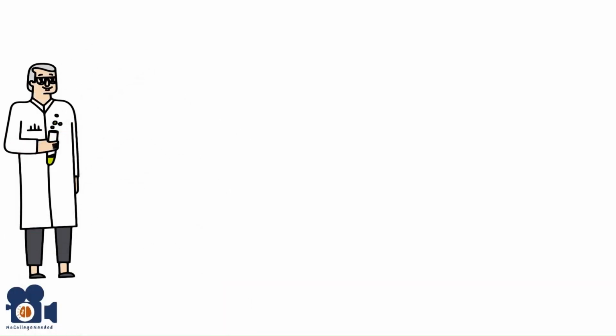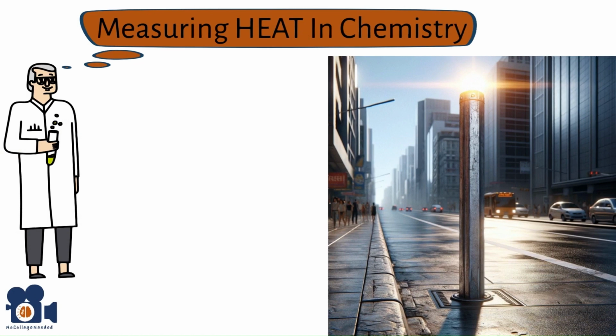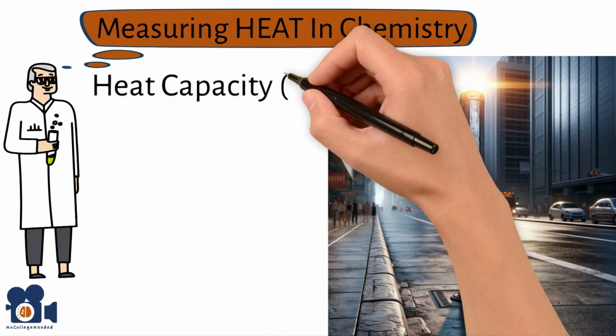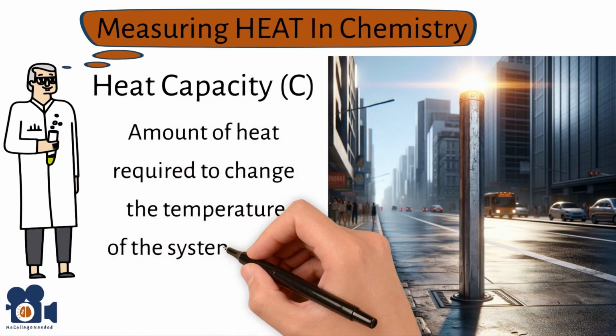Welcome, ladies and gentlemen. Today we're going over how scientists measure heat in chemistry. Have you ever touched metal that has been baking in the sun? It's so much hotter than anything else, right? This is for various reasons, but one of them is due to a property which we call heat capacity, C, which is the amount of heat required to change the temperature of the system by 1 degree Celsius.